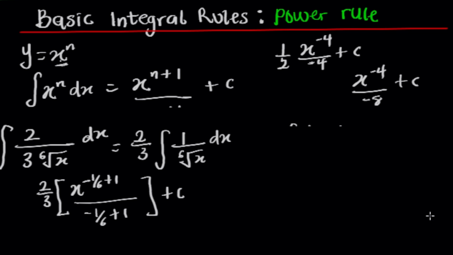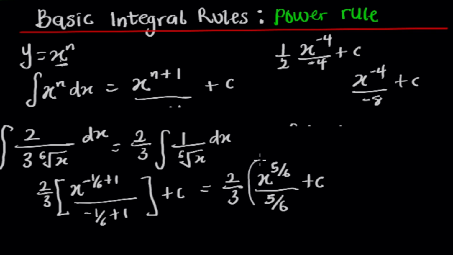Simplifying the expression further, we're going to have this equal to 2 over 3, the one that we have outside here, then x to the power 5 over 6 divided by 5 over 6, then plus c. So I can go ahead and simplify my answer very well, because everything that is in between here I can write as something else. So let's go ahead and simplify it.